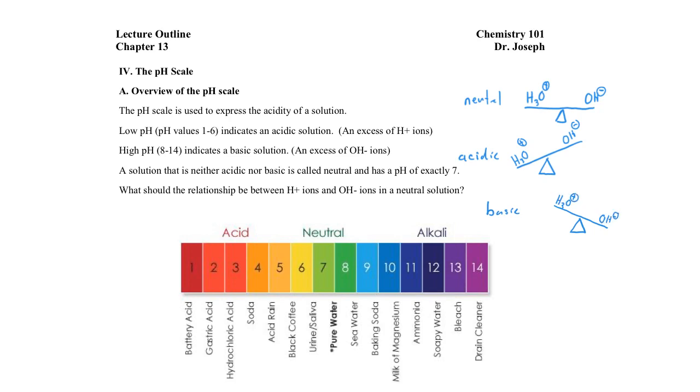Now, numerically, the pH scale goes from 1 to 14. And a pH value of exactly 7 is neutral. Anything below 7 is acidic, and anything above 7 is basic. The pH of a solution can be measured in a variety of ways.